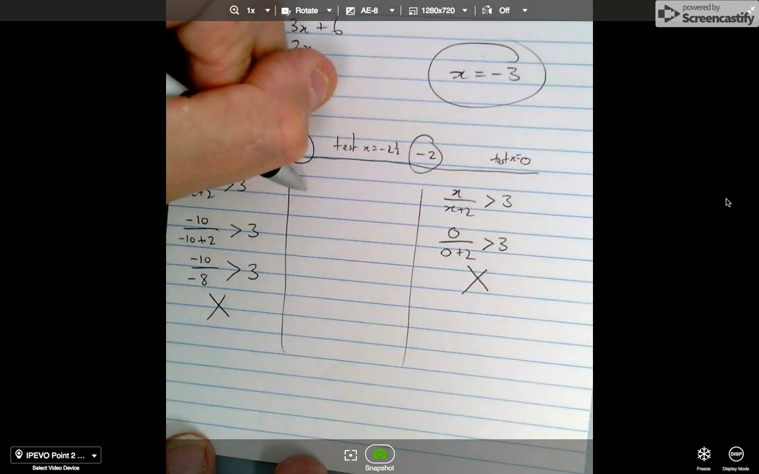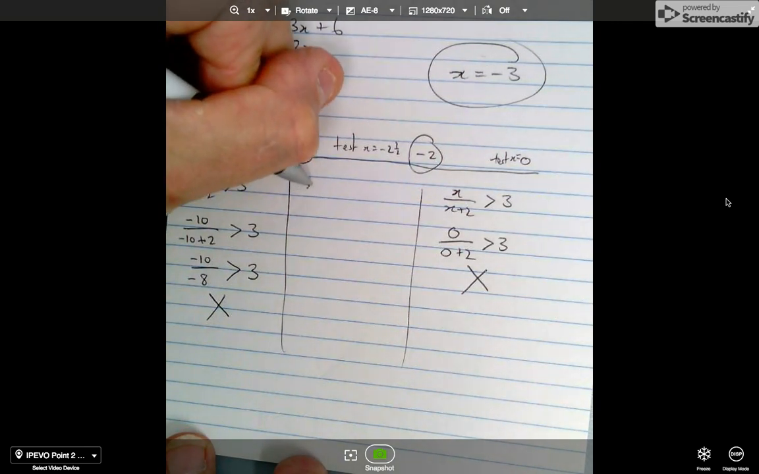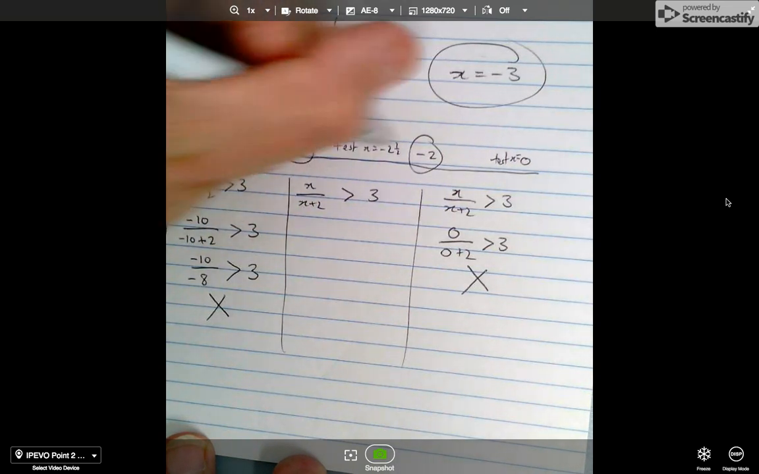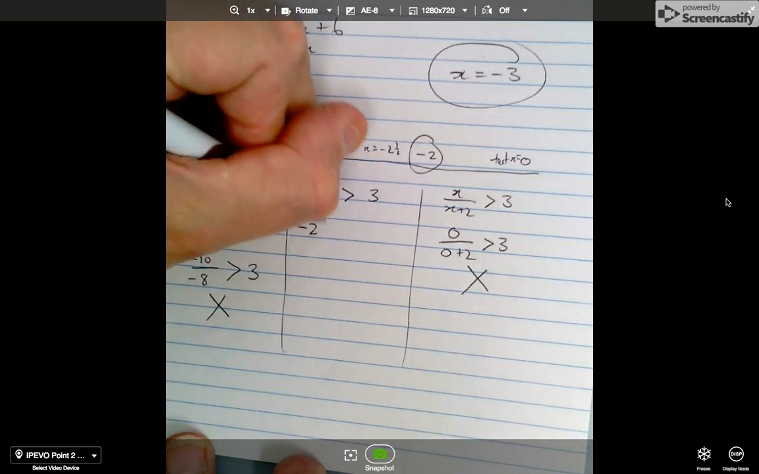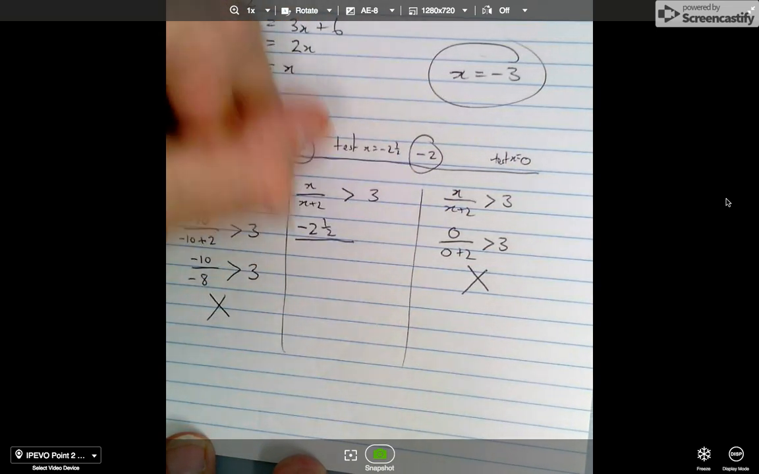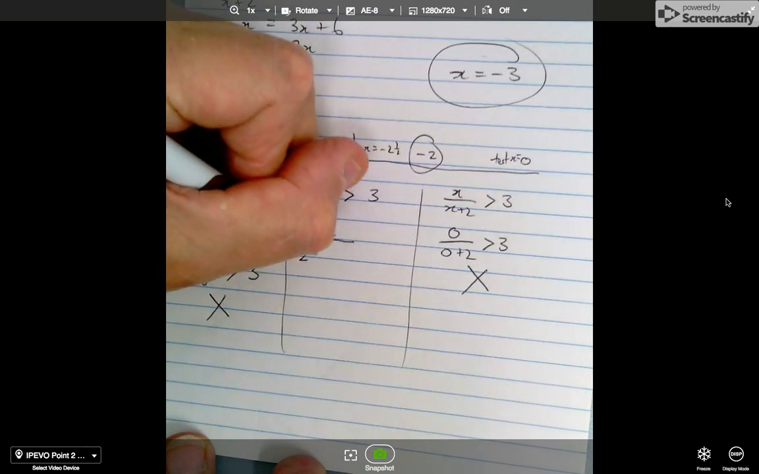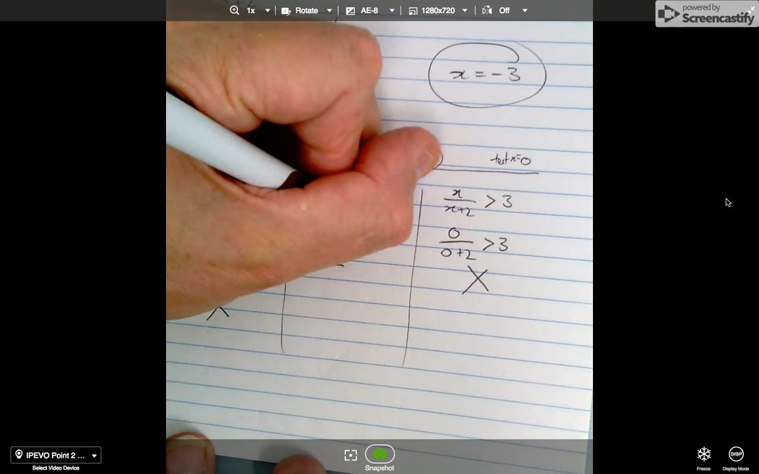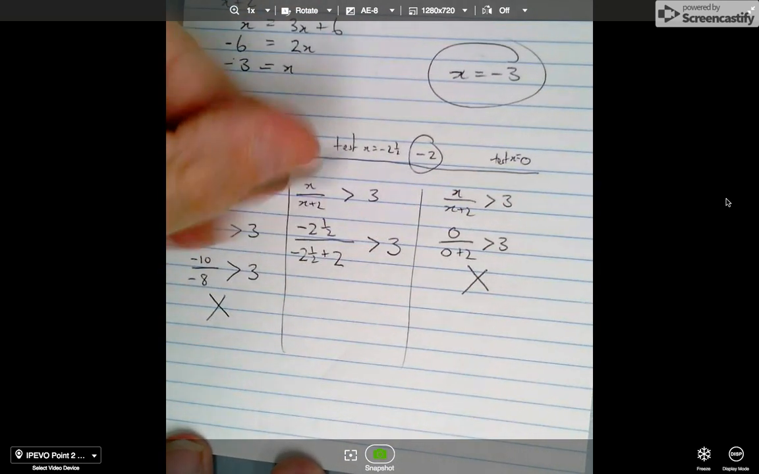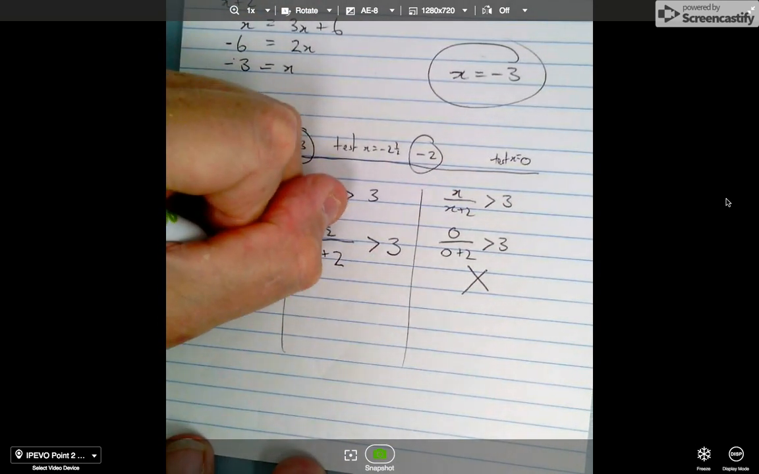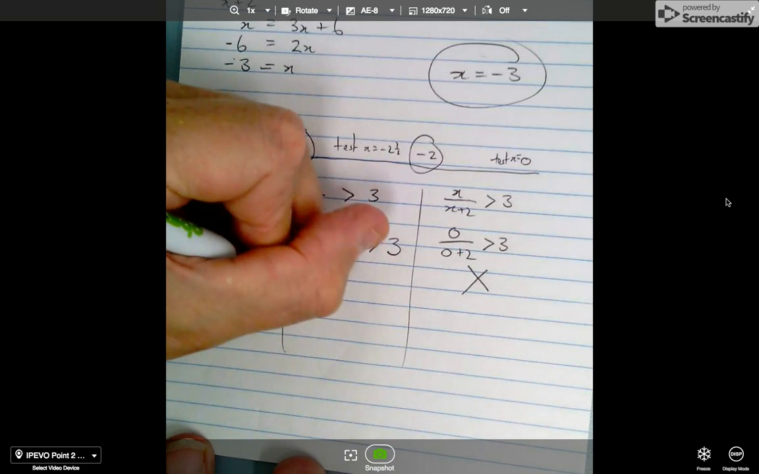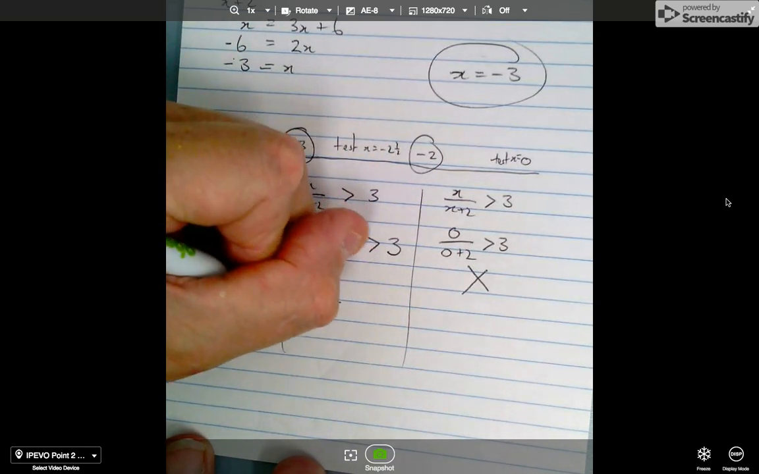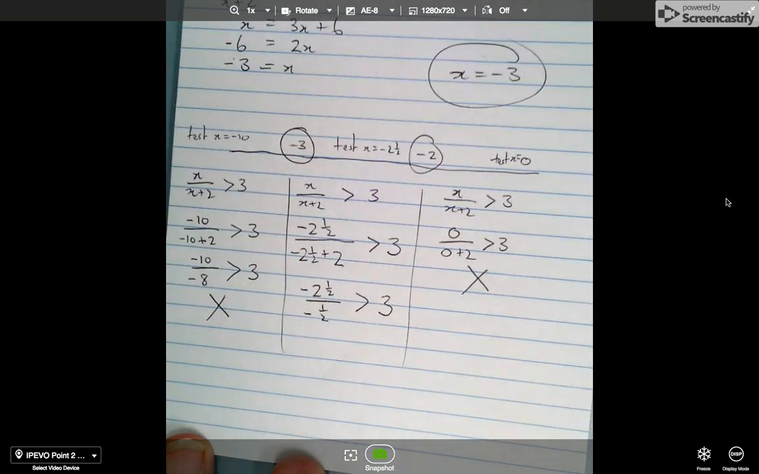So we're going to get x over x plus 2. Is that greater than 3? Let's substitute in minus 2.5. Minus 2.5 over minus 2.5 plus 2. Is that greater than 3? So the top is just minus 2.5, over minus 2.5 plus 2 is minus 1/2. Is that greater than 3?